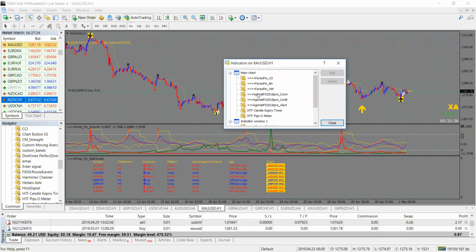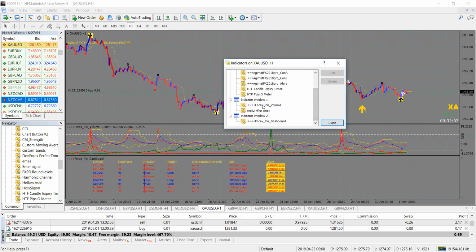So I now added components from Agimat itself: the Agimat Procon A, Procon B, and Agimat Pro Alert. If you've been following my videos, you will know what these components are. Then I have added two extra ones, which I use on almost all my charts. I add the candle expiry timer, just to show you when a new candle starts, and the pipsometer, just showing the number of pips in case I'm in a trade. That's it, really. Those are the components that I have on this chart.